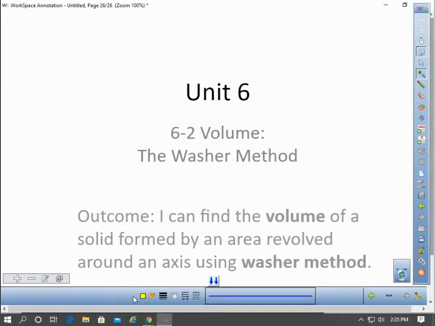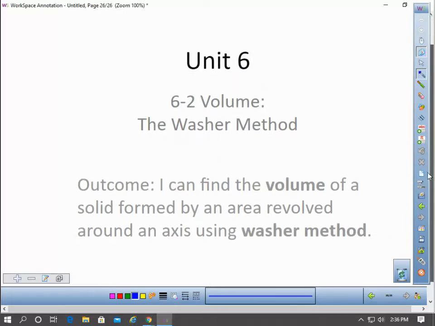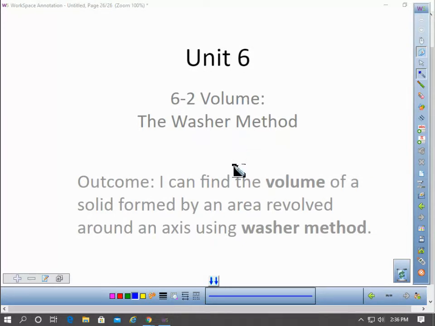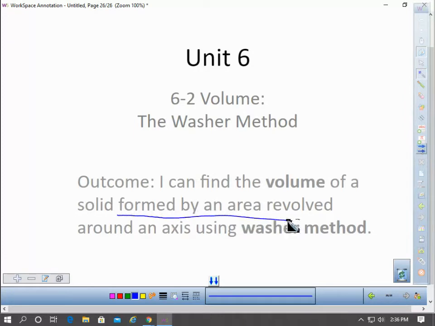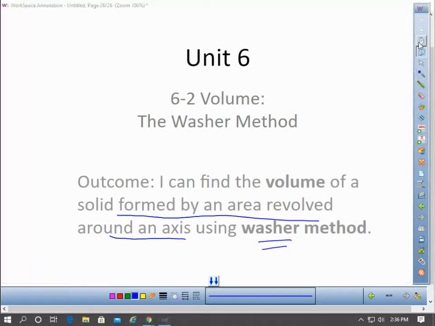Right, so now we are ready to start our volume looking at a different situation. So far we did the disk method. Now we're going to do what's called the washer method, and I'll show you what the difference is. We're still going to find the volume by taking the area and revolving it around the axis, except now the method we're going to use is the washer method, which is slightly different from the disk method.